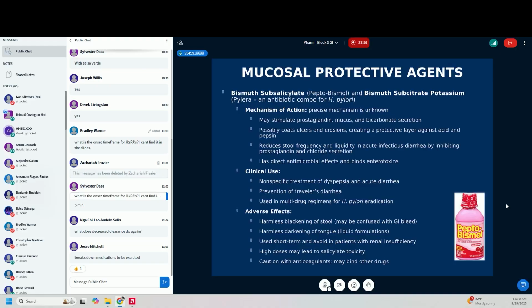The prevention of your childhood diarrhea. If you have somebody who just has diarrhea in general, people who have a lot of dyspepsia, GI discomfort, they will take this medication. And then looking at our adverse effects, we have several different adverse effects. The biggest one that people get more nervous about is going to be that darkening of the tongue and of the stool. So it turns essentially black.